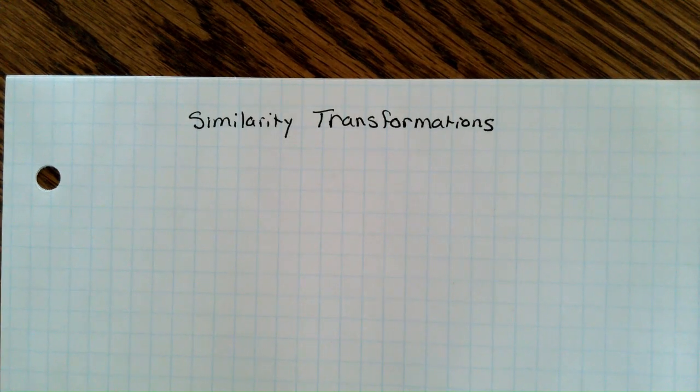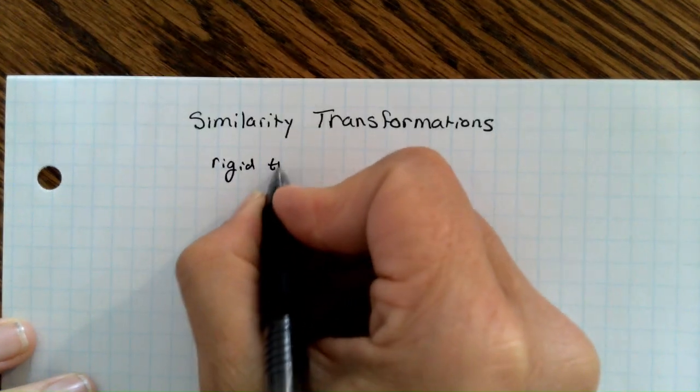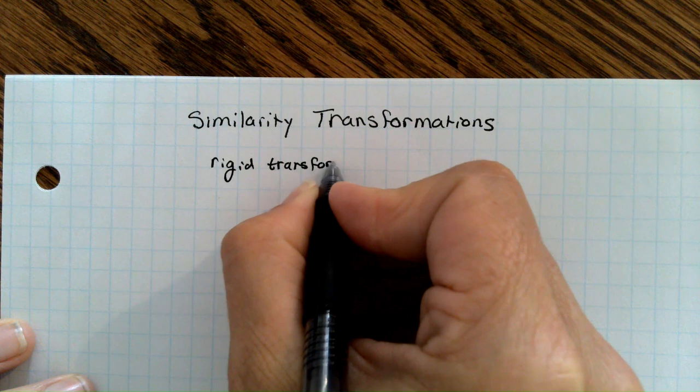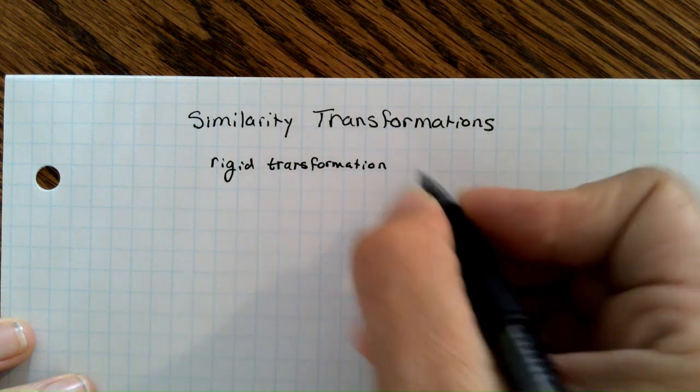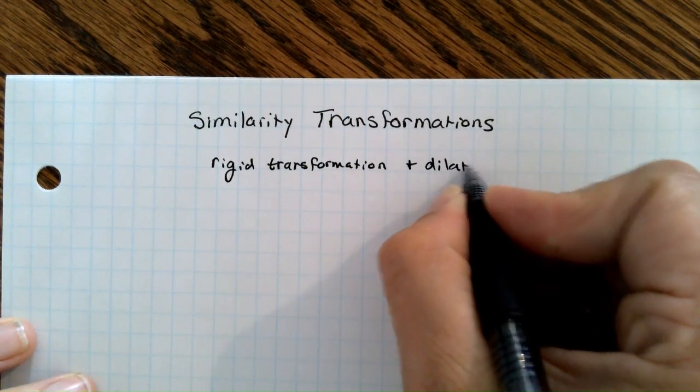If you've watched some of my earlier videos, you might know that I've done transformations before, but this is going to be about similarity transformations, meaning that the ending shape is not going to be congruent to the starting shape. So this is going to be a composition of one or more rigid movements and a dilation. Okay, so we're going to see a rigid transformation composed with a dilation.